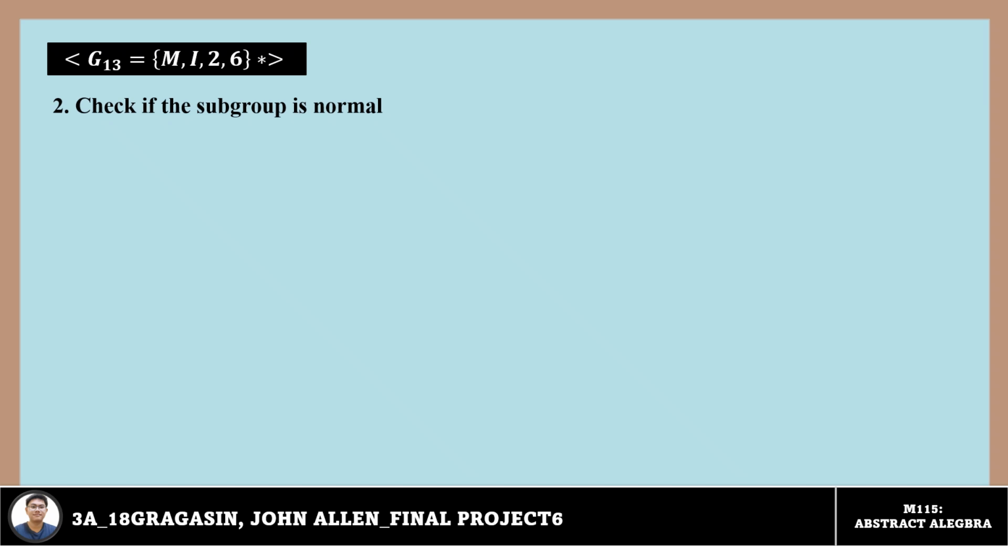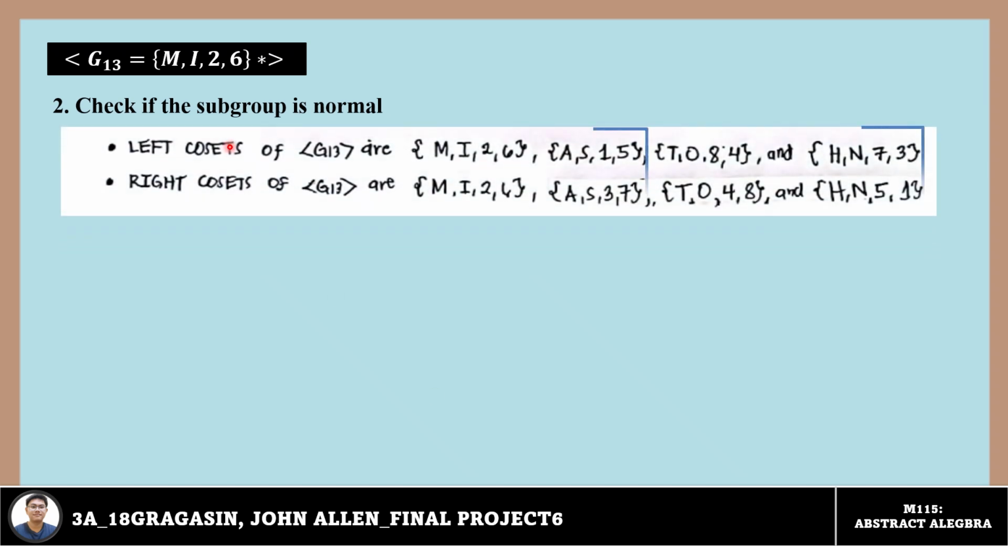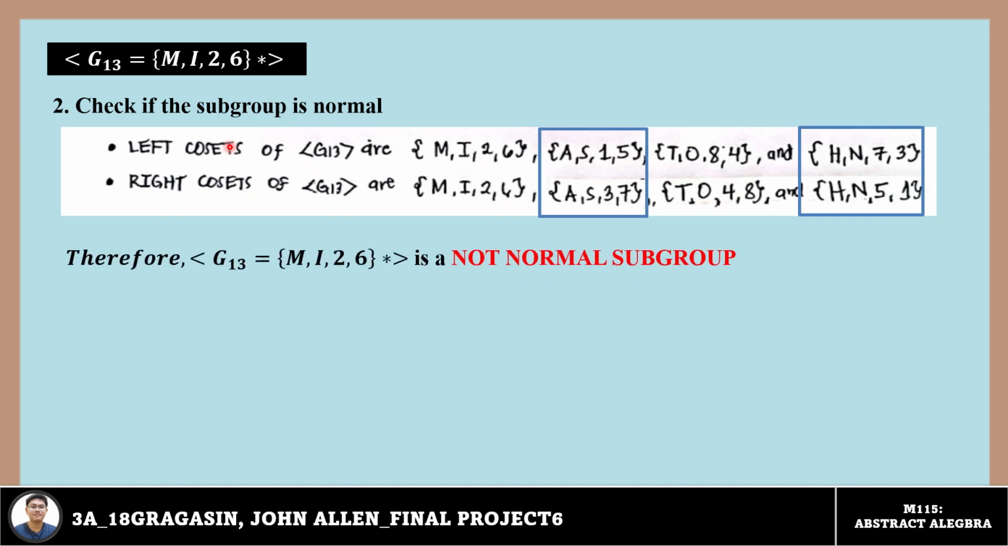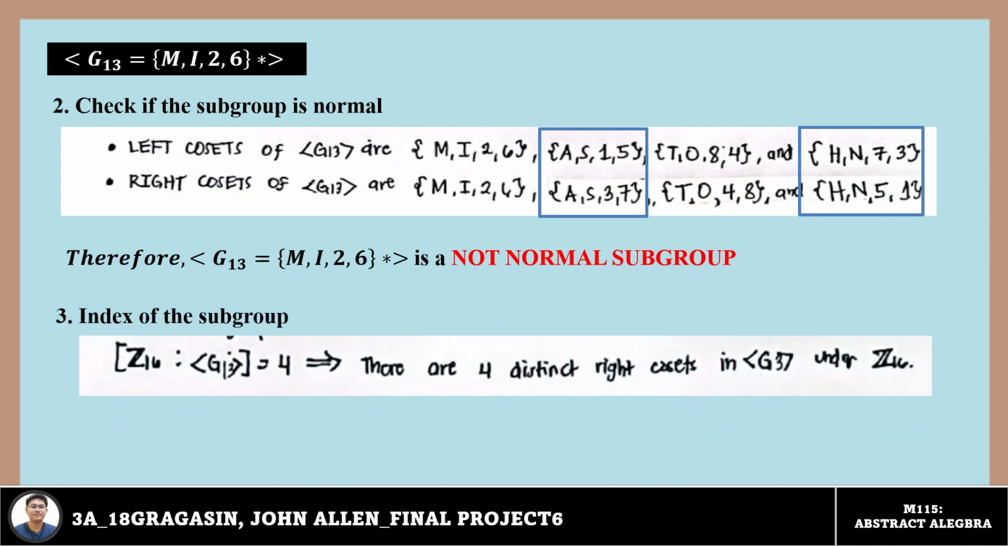And then for our G sub 13, again, we have this and then this one. So we have here, check if it is a normal subgroup. As you can see here, some of the elements are not equal. Therefore, we conclude that G sub 13 is not a normal subgroup. And then since we have four right cosets, therefore the index of the subgroup is 4.